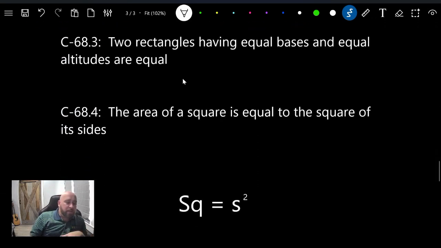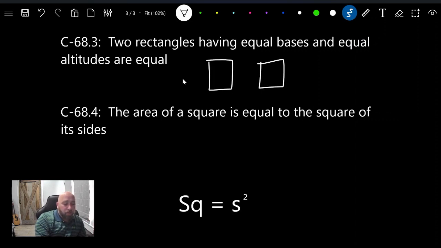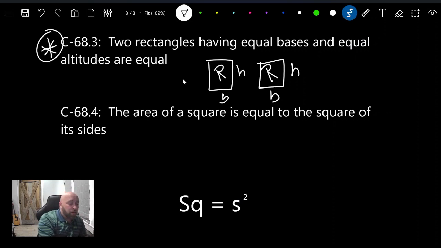All right, corollary 68.3: two rectangles having equal bases and equal altitudes are equal. That kind of makes sense, right? If we have an equal base and an equal height, then the area is going to equal the area. This is going to be like congruent right here, right? So if you ever end up with ones that have equal bases and equal heights, then they are going to be equal.